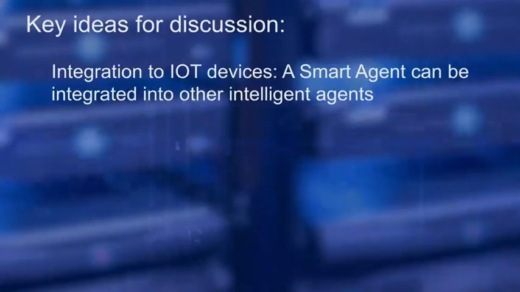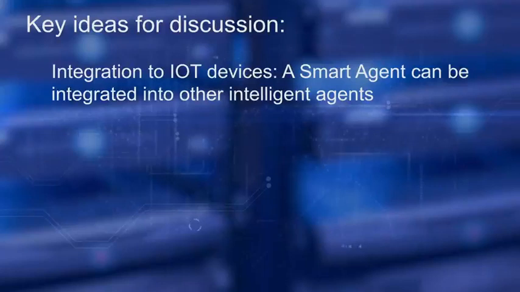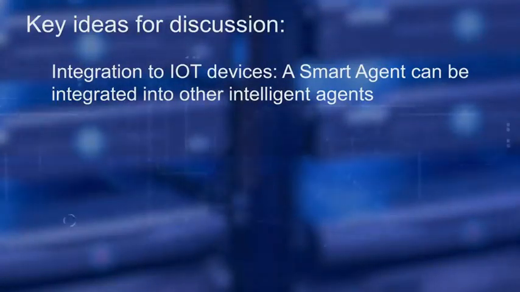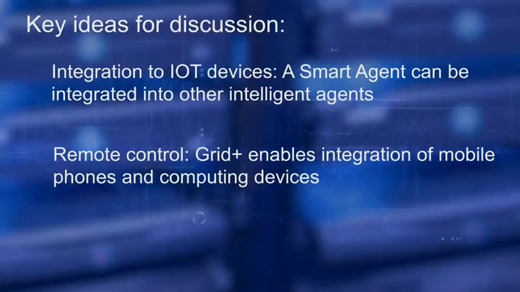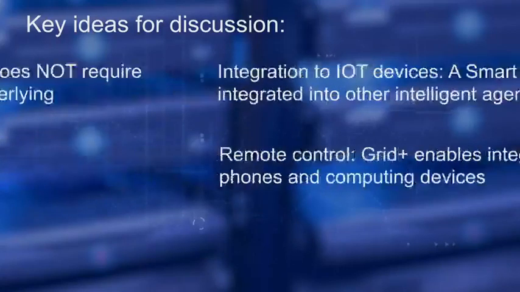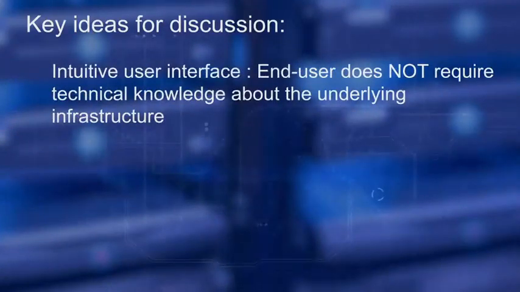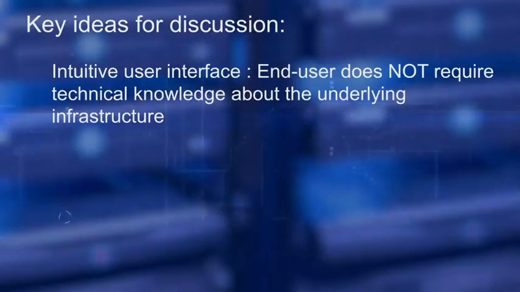Integration to Internet of Things devices, IoT devices. A smart agent can be integrated into other intelligent agents in a household like Nest and electric batteries such as Tesla Powerwall. Remote control: Grid Plus enables integration of mobile phones and computing devices to allow remote control of its operation. Intuitive user interface that allows easy interaction with the system. Even though blockchain and crypto tokens are involved, the end user does not require any technical knowledge about the underlying infrastructure.